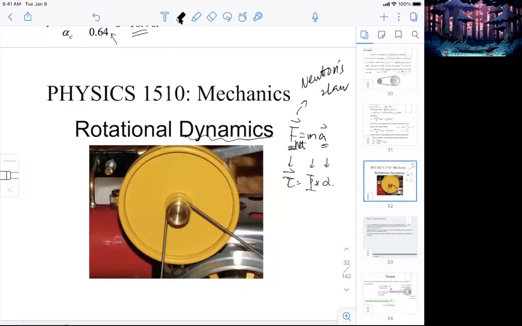So we have already discussed what alpha is, right? What the definition for alpha is. Today we're gonna study torque. And then after we've discussed torque, we can look at rotational inertia, and we can put everything together to have Newton's second law for rotation. So torque equals I alpha. So just like how force generates linear acceleration, torque generates angular acceleration.